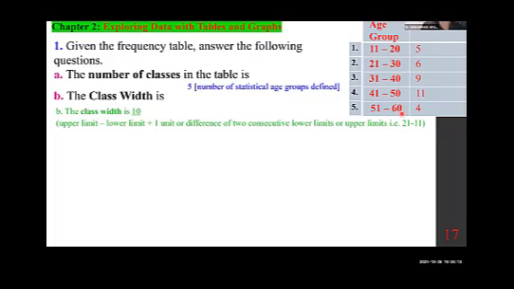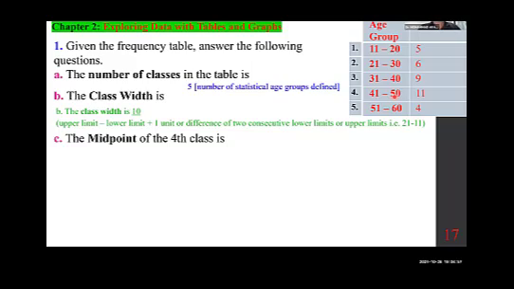If we were to look at one class, for example the first class, then it is upper limit minus lower limit plus 1 unit. The unit may be in thousands or in decimals like 0.1. So you want to distinguish between the 2 processes. However, if you're looking at 2 consecutive classes, 60 minus 50, the class width is 10.